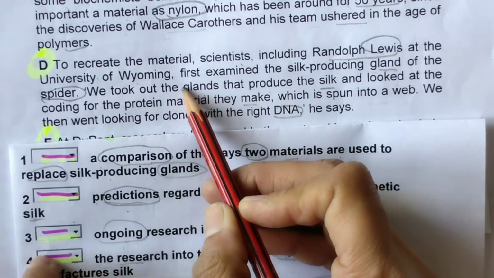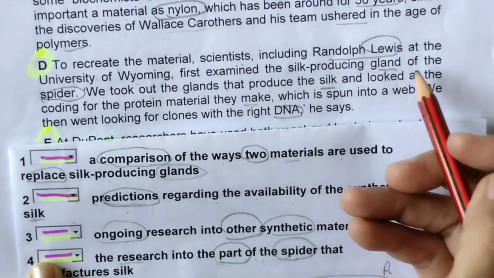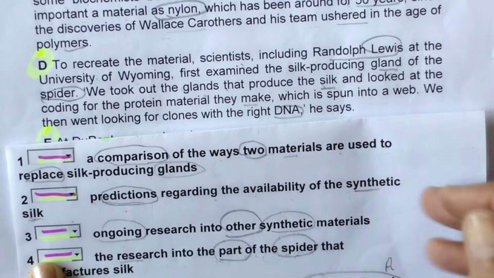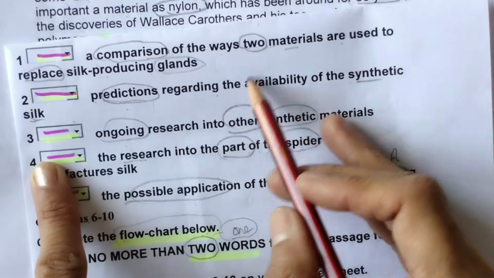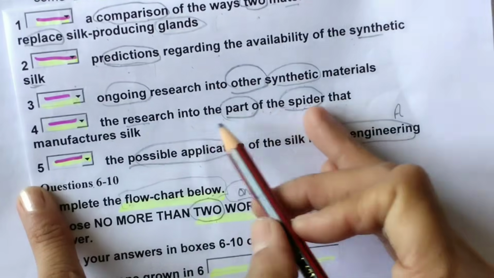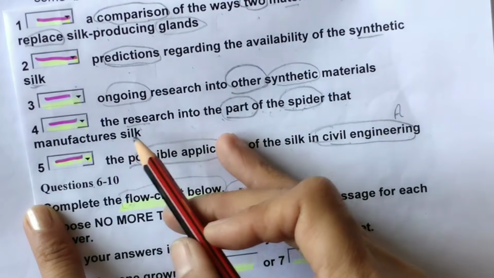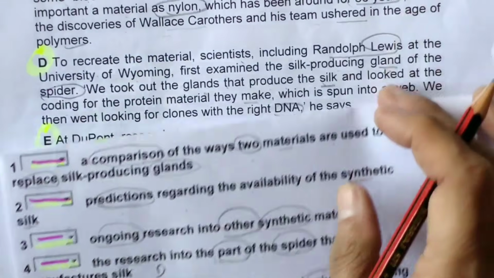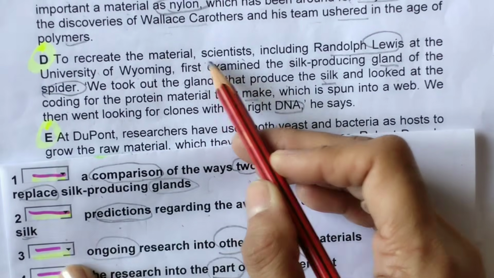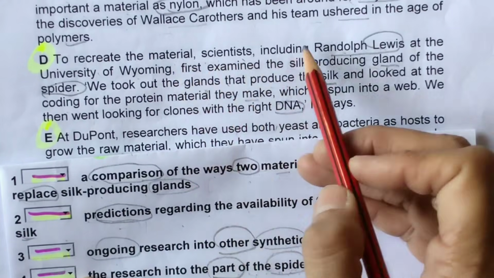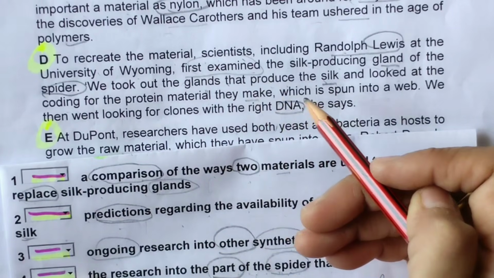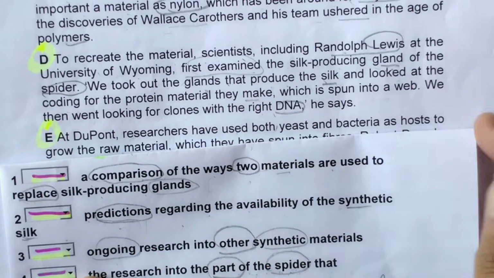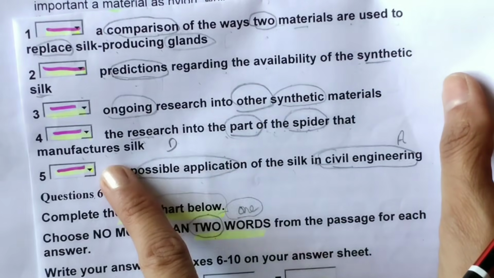It means here they are talking about spider glands. Gland means body parts, something related. We took out the glands that produce the silk. Means they are talking about research into the part of the spider that manufactures silk. So we can make it D, but I will show you again. Here research scientists are doing to recreate the material, first examined, means this is also research going on. We took out the glands, and DNA also they have taken, so that's why the research into the part of the spider that manufactures silk.